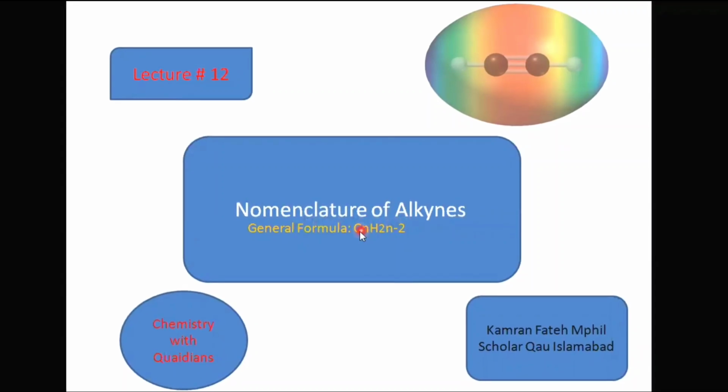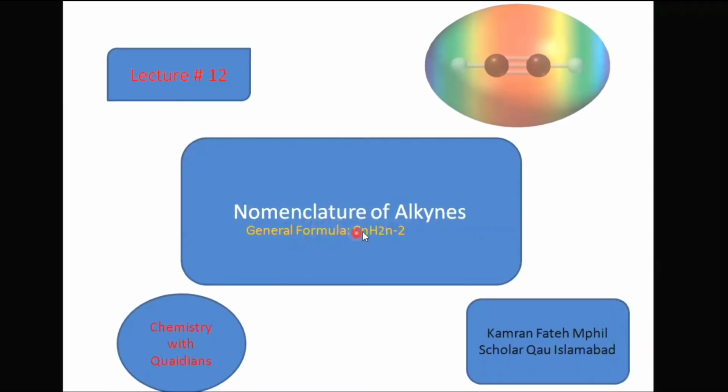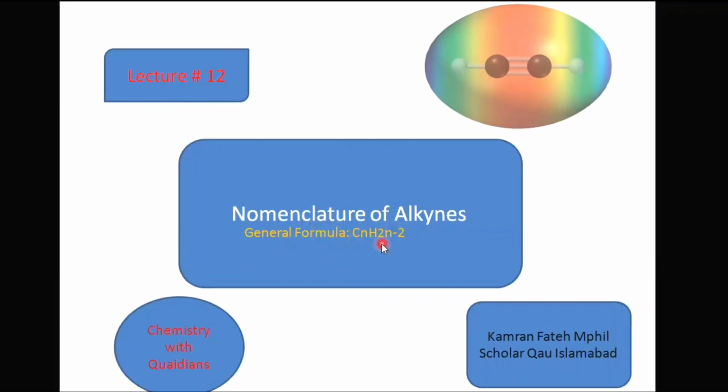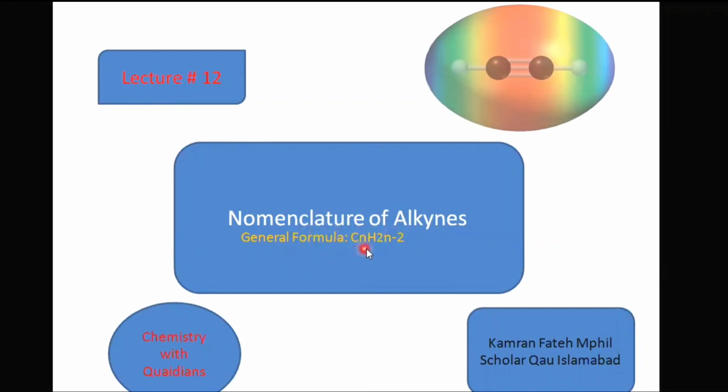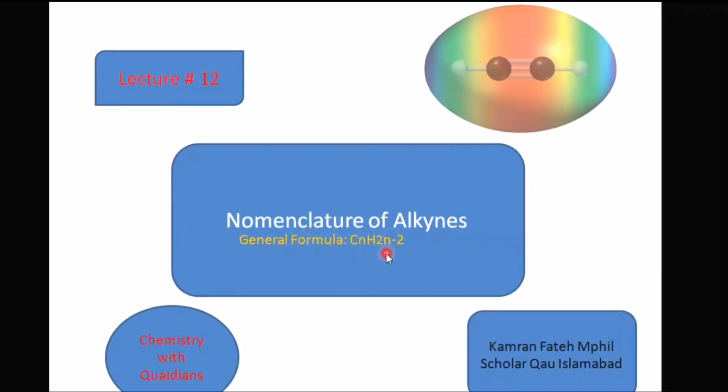So dear students, we know that the general formula of alkyne is CnH2n-2. And we know that n is an integer. When the value of n is 2, the number of hydrogens would become 2, that is ethyne.